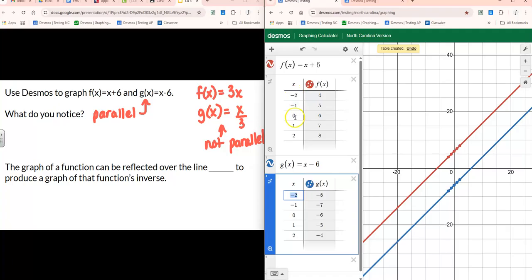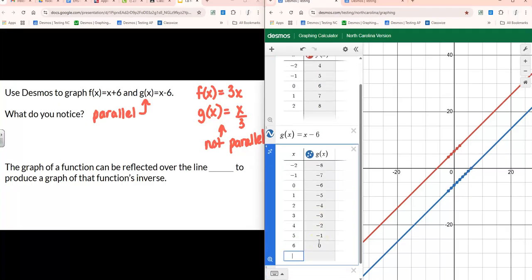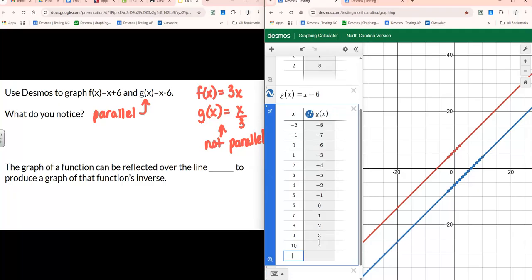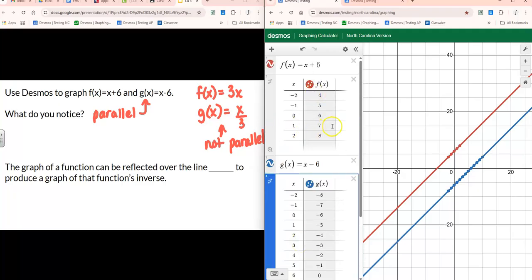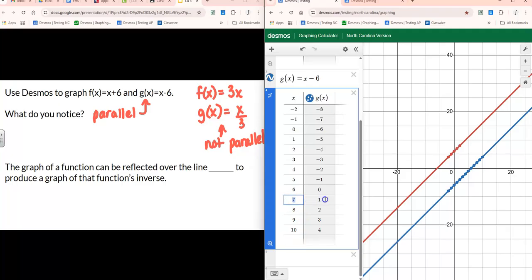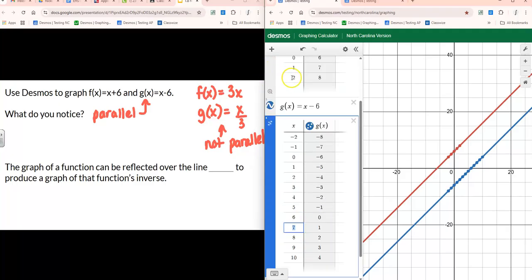When I've got 0, 6, 1, 7, 2, 8, I don't really see any that are necessarily flipped, but if I flip 1, 7, what would I have? 7, 1. I just don't have enough numbers typed in. Let's try 3, 4, 5, 6, 7, 8, 9, 10. Here I got the 1, 7. I got the 7, 1 right here. I got the 2, 8. There's 8, 2. Does it look like that same thing is happening here?